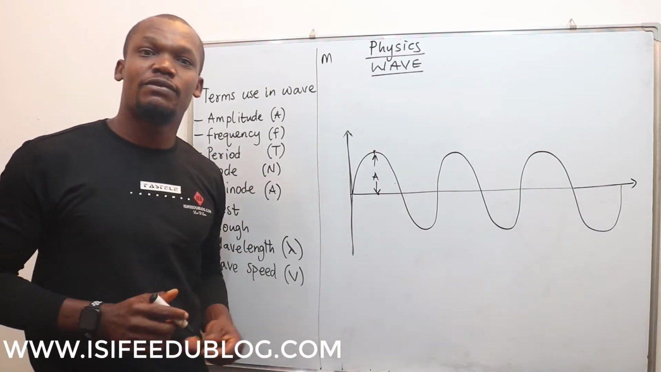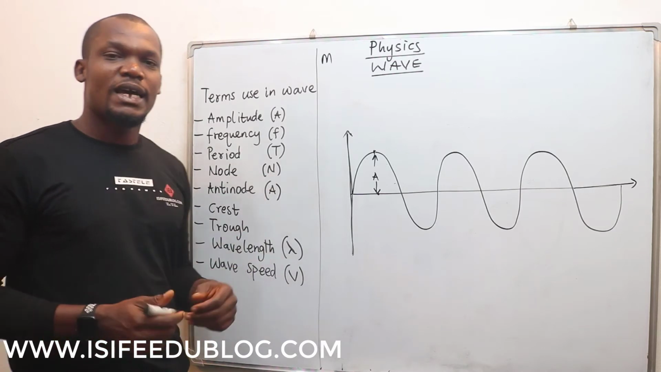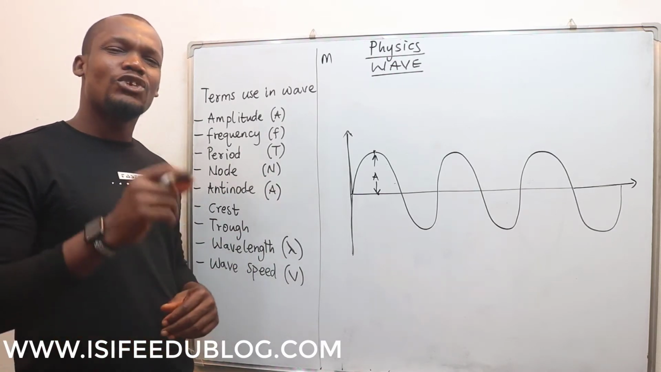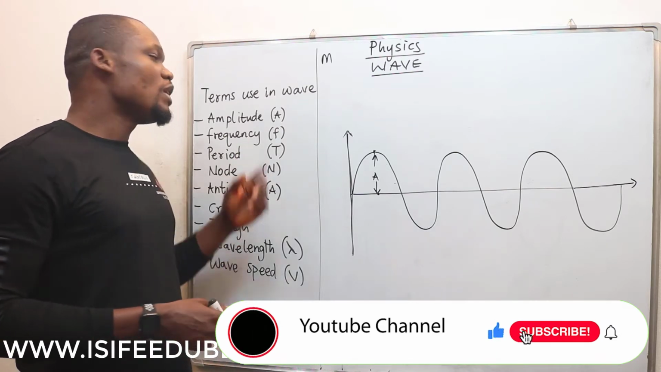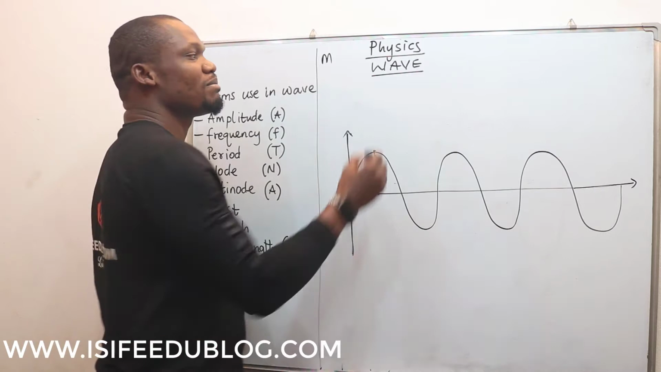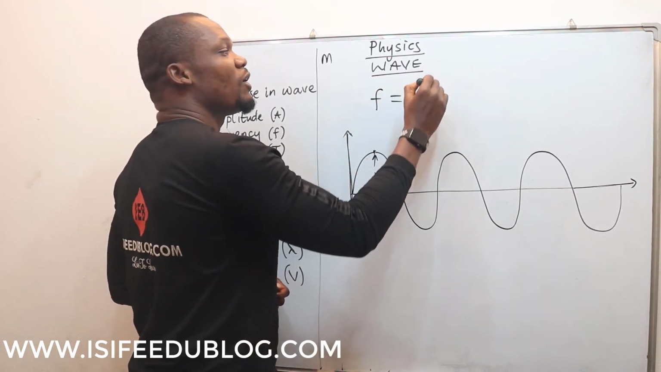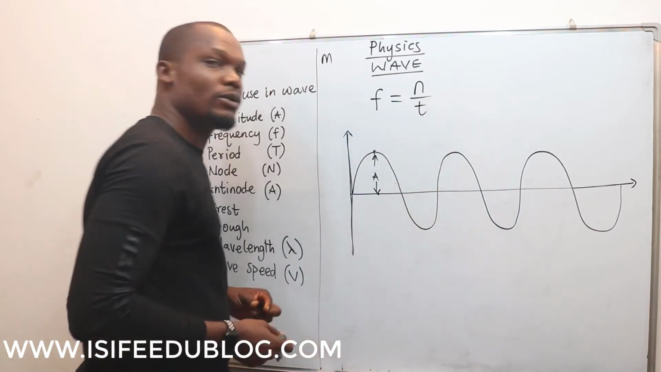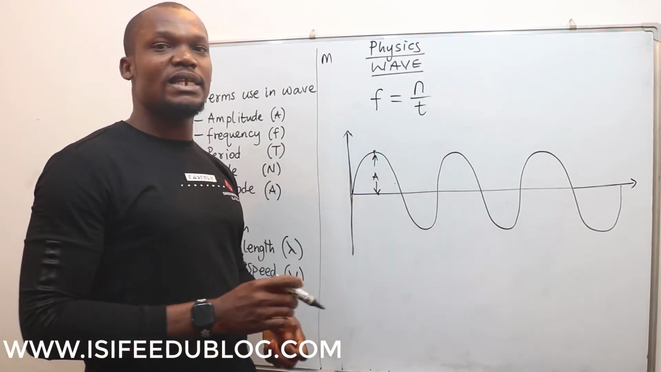Secondly, we talk about the frequency. What is frequency? Frequency of a wave can be defined as the number of waves or the number of cycles a wave completes in 1 second. Hence, mathematically, frequency F is given as N over T, the number of waves per second, where N is the number of waves and T is the time.